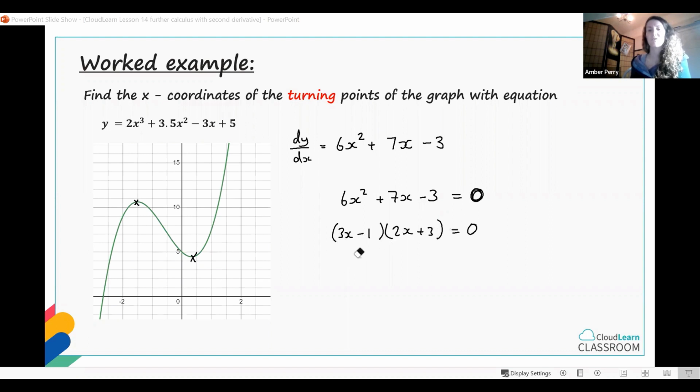This could be a 3 and a 2, or it could be a 2 and a 3, it could be a 6 and a 1. There's a lot of options and it might take a while. So that is one method. I would probably do this in an exam using my calculator.